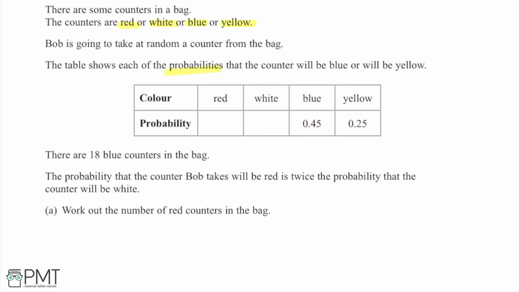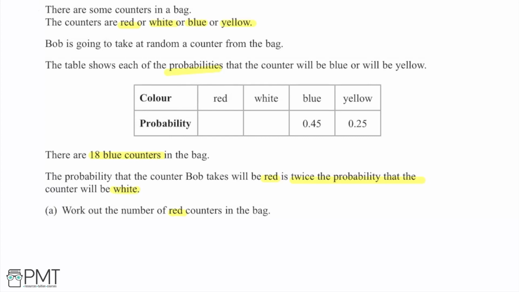Blue is 0.45 and yellow is 0.25. We're told that there are 18 blue counters in the bag, and that the probability that the counter Bob takes will be red is twice the probability that the counter will be white. And we're asked to use all of this information to work out the number of red counters in the bag. So initially here, if we want to find the number of red counters, we need to find the probability that the counter is going to be red in order to work with this and the total number of counters, which we can also calculate.